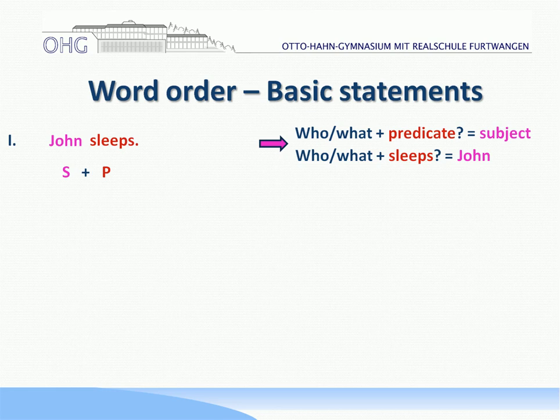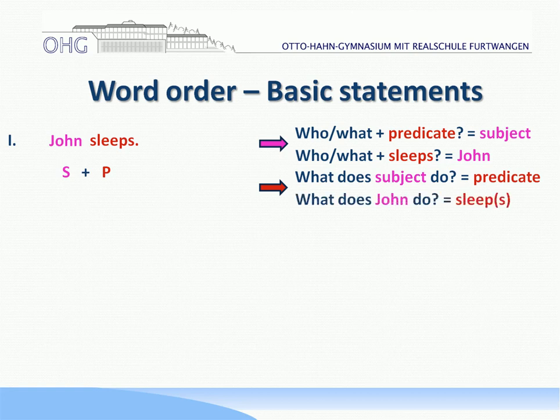So I know John is the doer. John does something. Now the predicate is a verb. So what does the subject do? And the answer to that is the predicate. So what does John do? He sleeps.